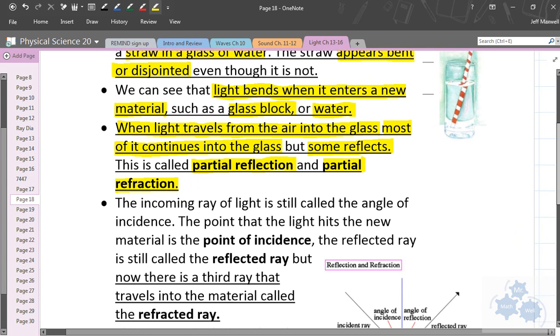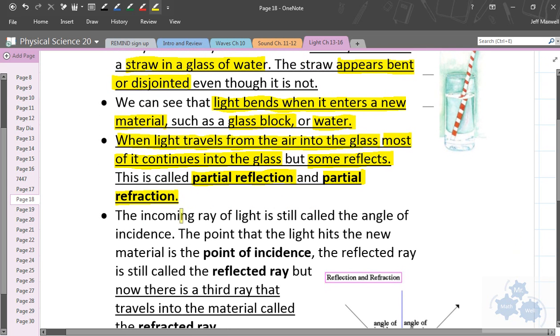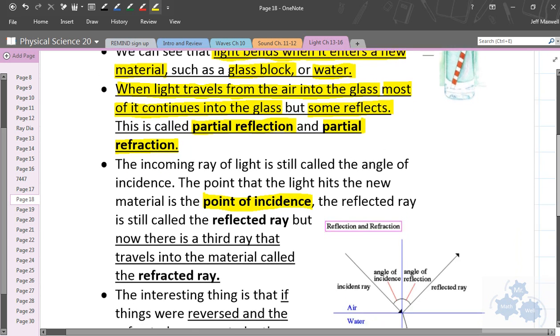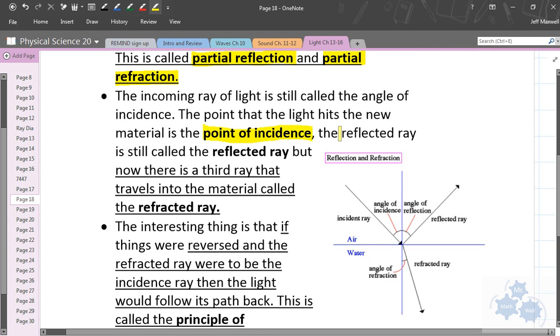The incoming ray of light is still called the incident ray, and the angle it makes is the angle of incidence. The point that the light hits the new material is the point of incidence. And I think we've put that in a diagram previously. The reflected ray is still called the reflected ray, but now there's a third ray that we need to examine. We've only examined these two up to now. But now we need to examine the refracted ray.